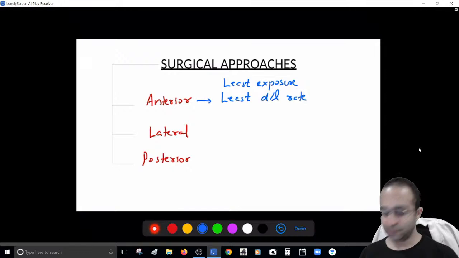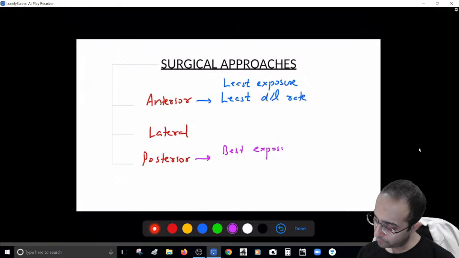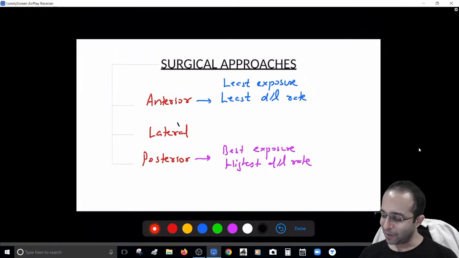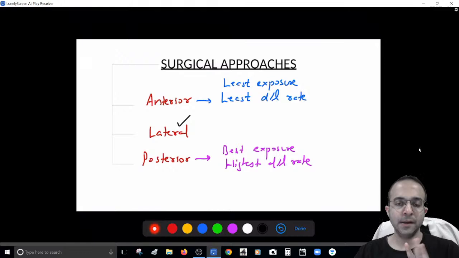The advantage with the posterior approach is that it gives you the best exposure. But the problem with the posterior approach is that you have the highest dislocation rate. The lateral is the balanced approach. But the approach is by and large surgeon preference. What you are trained on and what is best in your hand is what you choose.